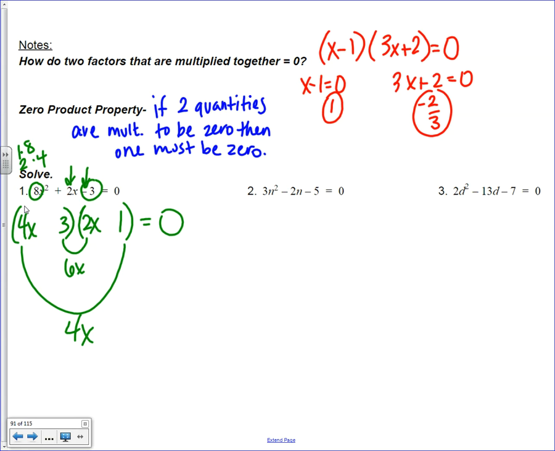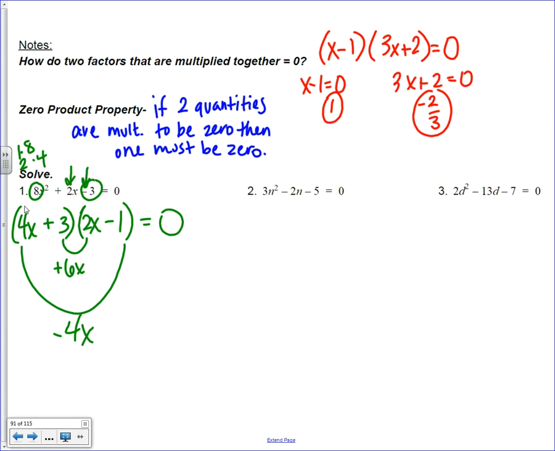I just need to figure out my symbols. Well, since I'm subtracting, that means my symbols have to be different. And I want it to be a positive 2 in the middle, which means that 6 would have to be positive and the 4 would have to be negative. So that means this 3 would then be positive because that made the 6x, and this 1 would be negative.